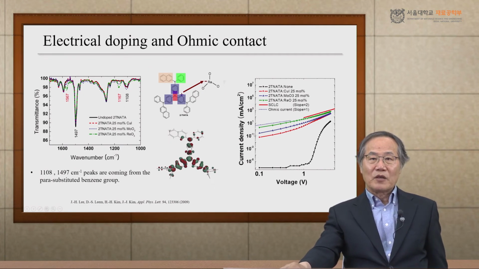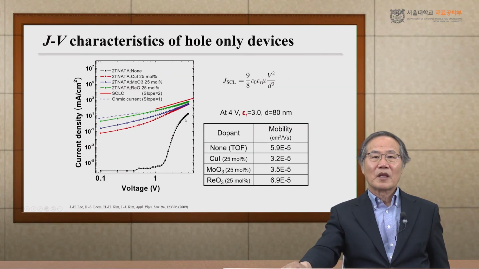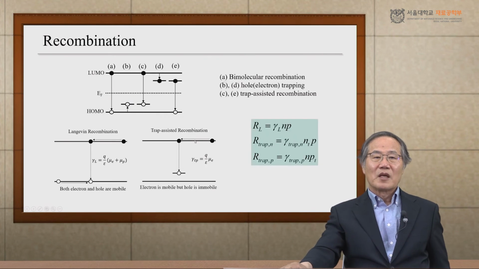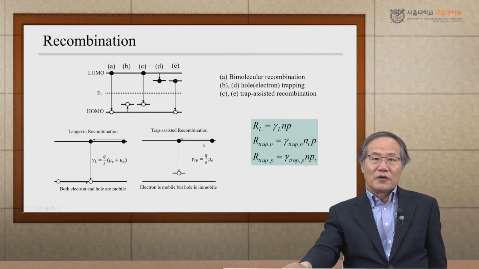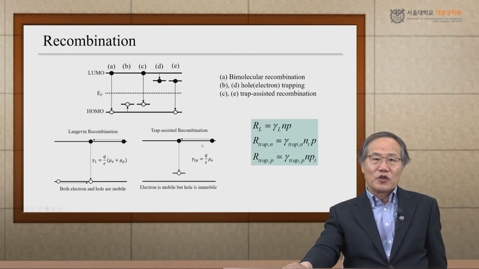So after doping, you see that originally, without doping, the current is like that, but after doping you see ohmic current followed by a space charge limited current at a certain point. This demonstrates that an ohmic contact is formed, and that is coming from the ground state charge transfer, as you can see here. Now I will finish up this case with the recombination process.